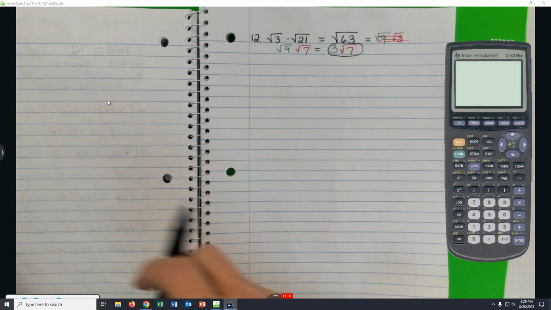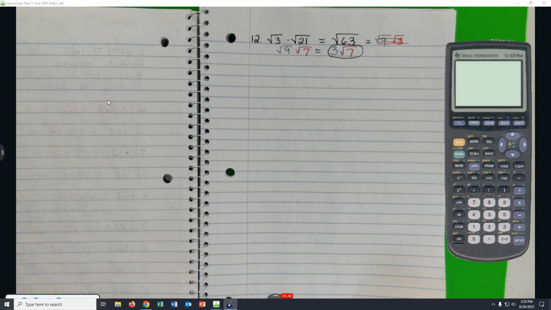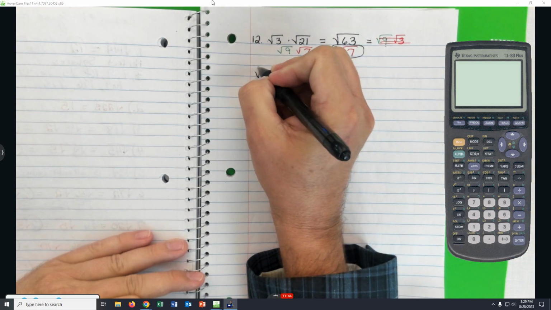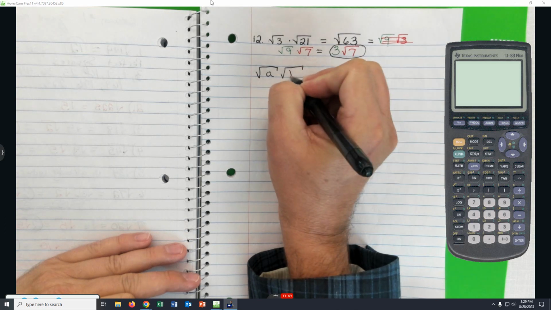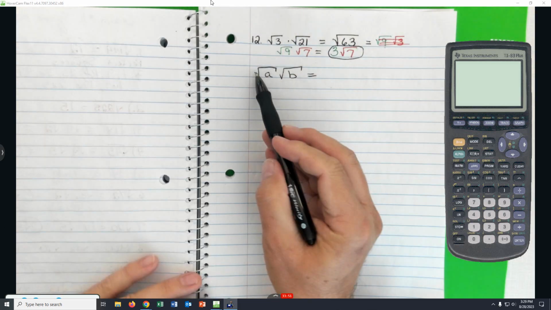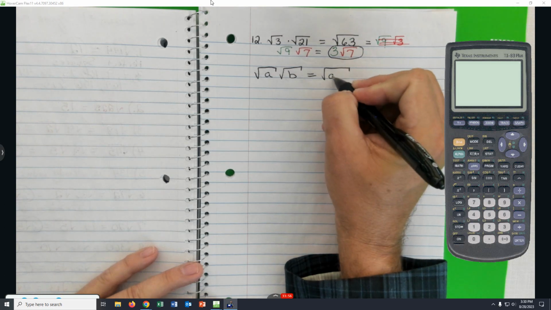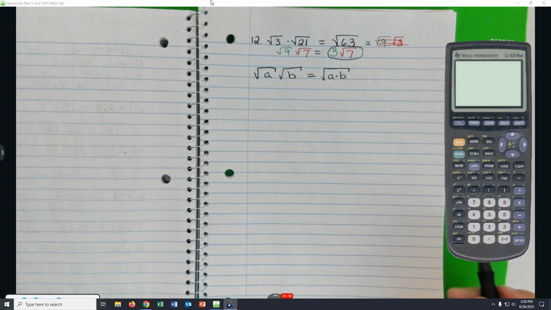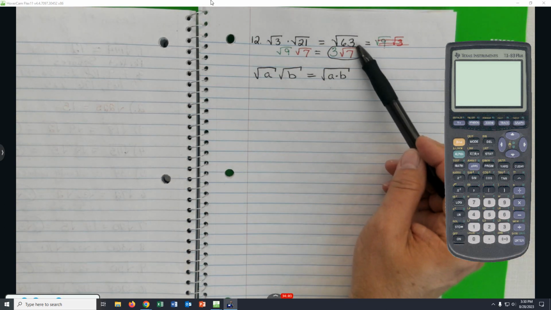In general, we can say that the square root of A times the square root of B, you keep the same square root symbol, you just multiply the radicands, A times B. Now that sounds painless, except then you still have to simplify it.